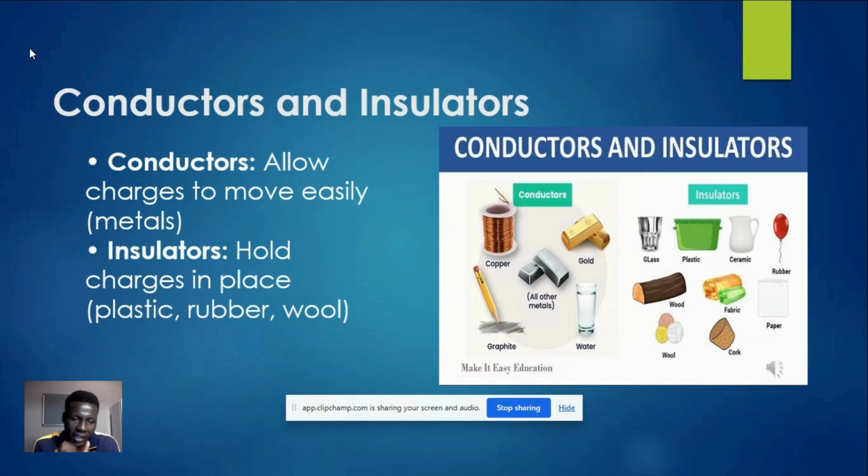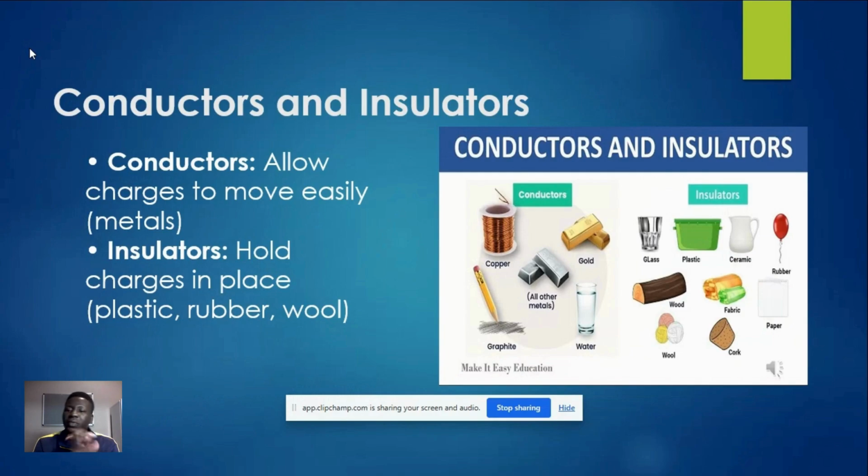To move easily, and the insulators hold the charges in place. Okay, then the examples of conductors were copper, gold, all other metals, graphite, and water. Okay, all these materials allow the charges to move easily.